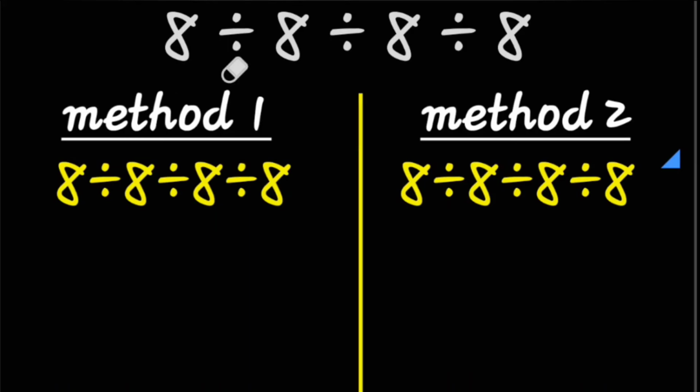Have you ever seen a math problem like this? 8 divided by 8, divided by 8, divided by 8. Most people see this and solve it the wrong way. Let's look at that common mistake first.